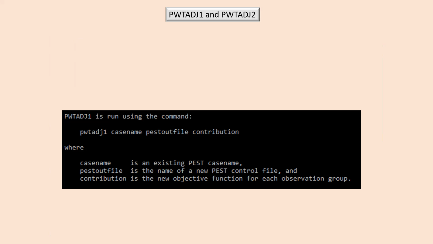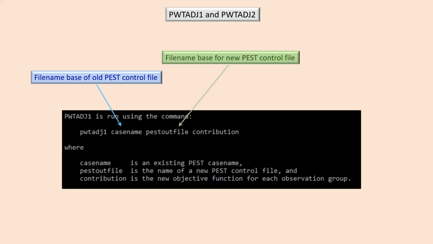PWTADJ1 is easily run from the command line with its variables supplied through the command line: the file name base of the existing PEST control file, the name of the new PEST control file, and the objective function that you would like each observation group to have when PEST is run using the weights contained in the new PEST control file.